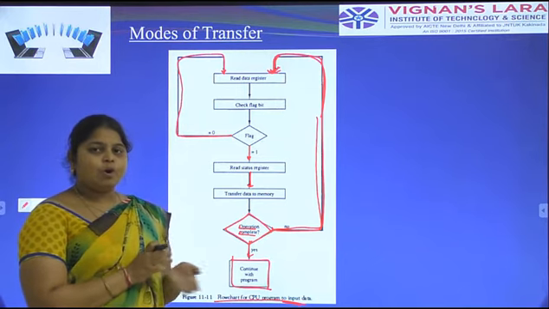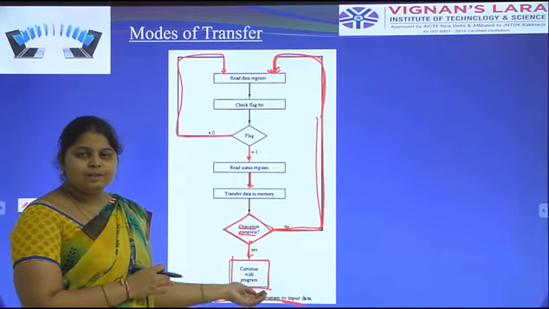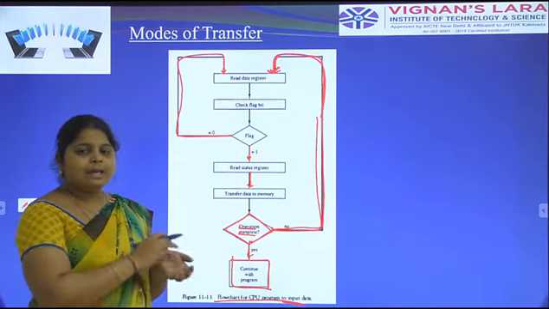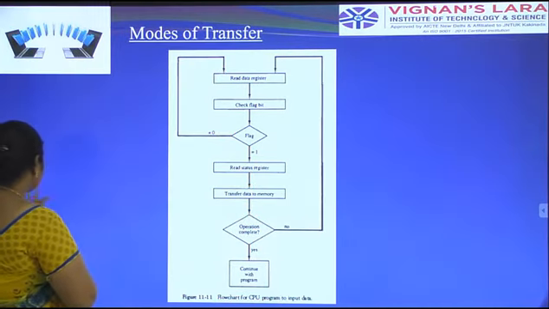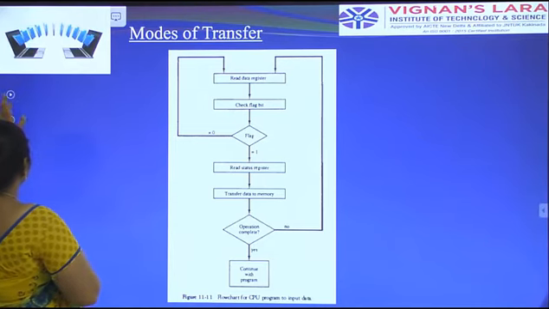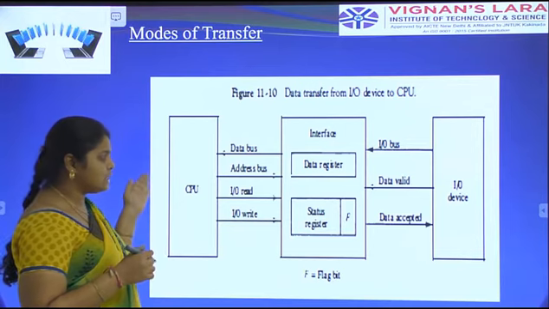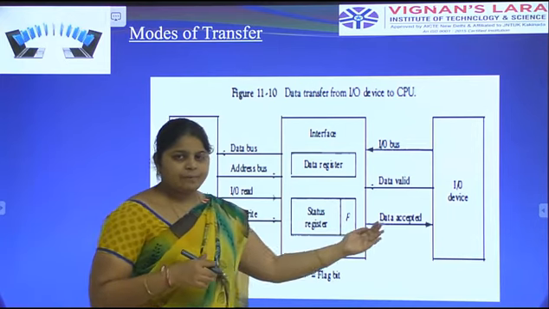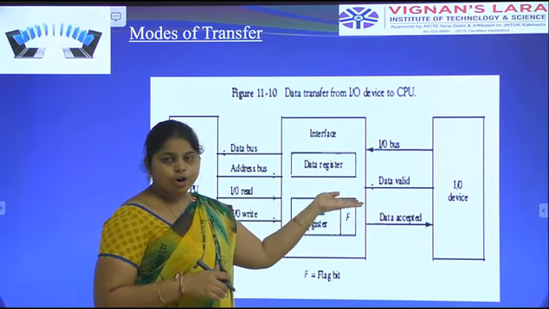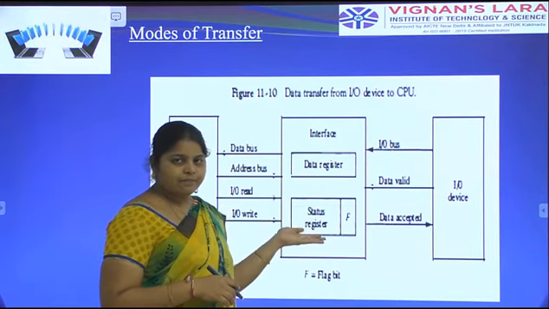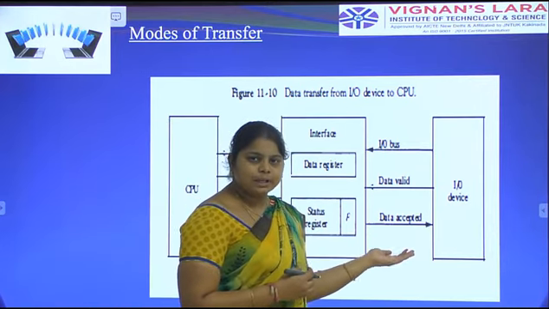With the help of the block diagram of programmed IO, we have to represent this flowchart with a step-by-step procedure. Here, this is a data transfer from IO devices to the CPU. The data is coming from IO devices with the help of the IO bus, and whether the data is valid or not comes from IO devices to the interface. Next, the interface transfers the information whether the data is accepted or not.